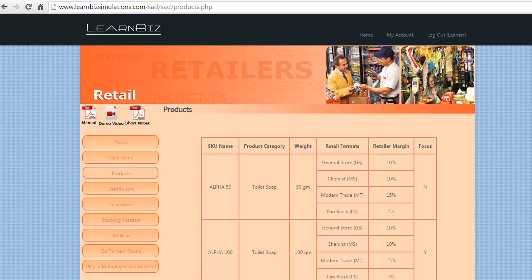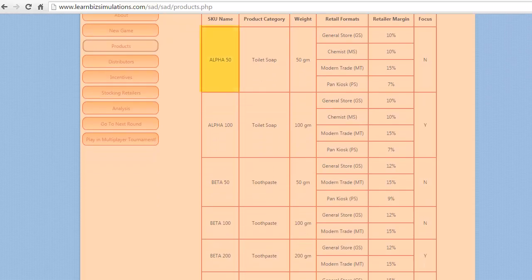We are in the product screen, which lists products with their SKU name and also classifying them as product of focus and non-focus. This table also highlights the format of the retail store, where it is sold and the margin the retailer gets. After duly understanding this table, let's move to distributor screen.